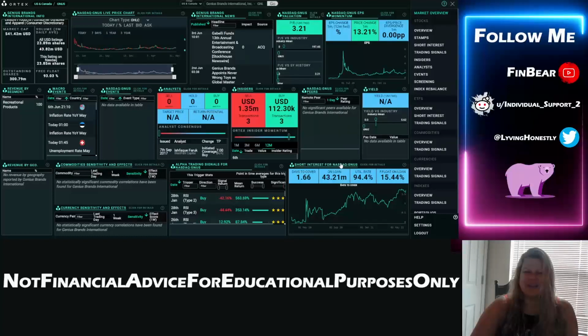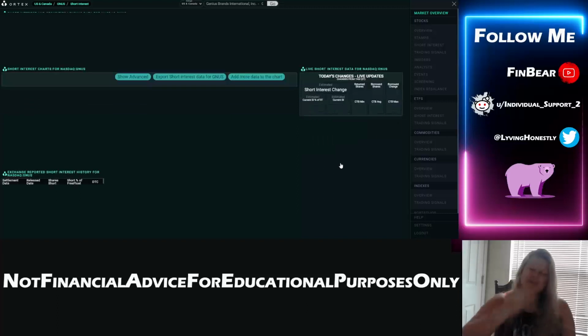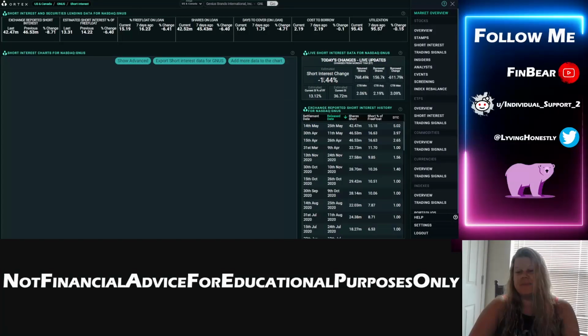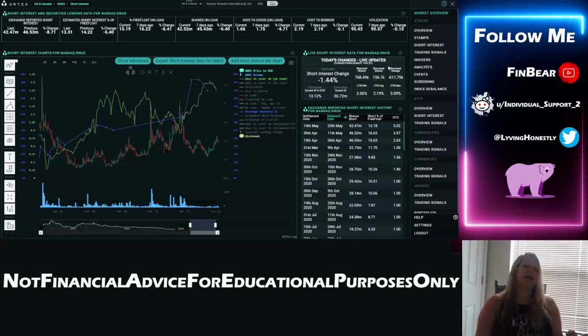Give me a second while it clicks. Come on, you can do it. So we had a percent change of negative 1.44. As we can see here, returned shares was almost 1 million, borrowed 156, and that is indicative of why it had a 20-cent increase last week. But it still is reporting at 13% shorted.